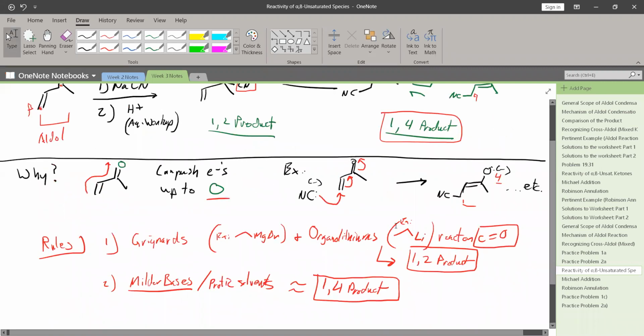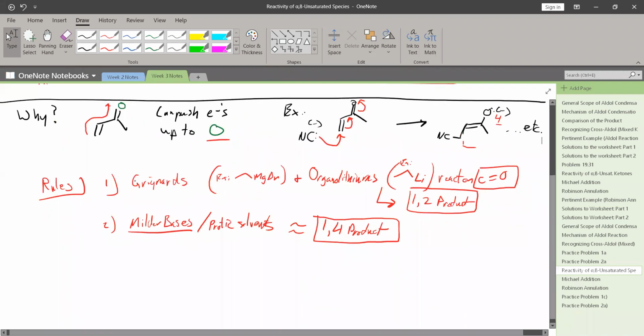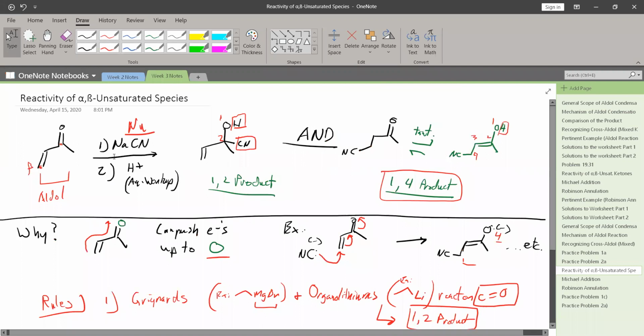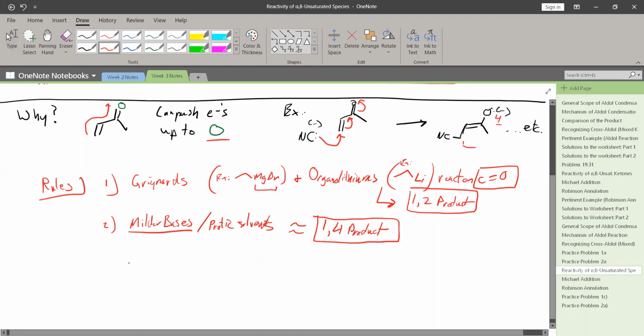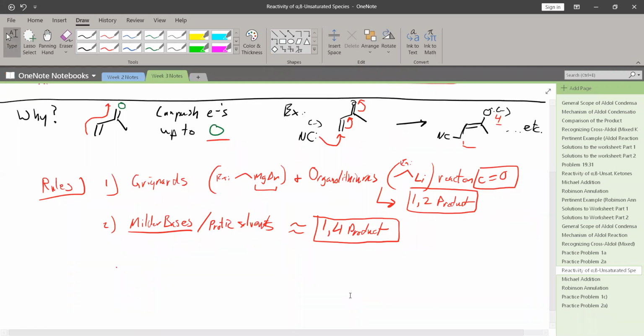Now, granted, there are some rules that you'll have to keep in mind. All Grignards, so the MgBrs that we learned back in 8B, and the organolithiums, which we also learned back in 8B, these two will always add onto the C double bond O. And that means it's always going to make this 1,2 product, or again, adding directly onto the C double bond O right over here. However, we can also get the 1,4 product, and that's only if we use milder bases or protic solvents. So we'll see a really good example of what a milder base means in this case.